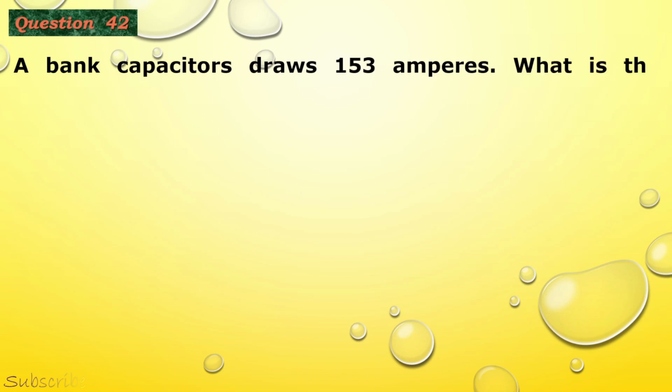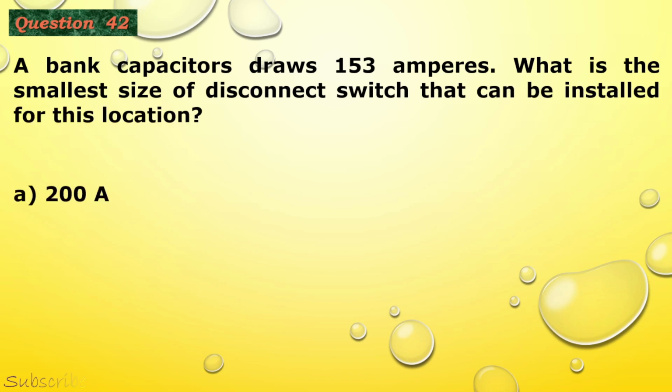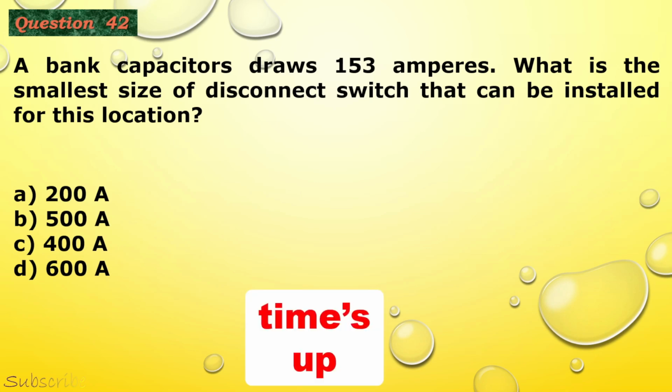Question number 42. A bank capacitor draws 153 amperes. What is the smallest size of disconnect switch that can be installed for this location? A. 200 amperes. B. 500 amperes. C. 400 amperes. D. 600 amperes. The correct answer is letter A, 200 amperes.